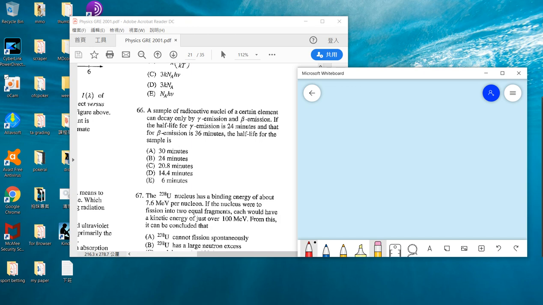Okay, and so 66. Basically, you have a sample of radioactive nuclei. You have gamma emission and beta emission, and you know the half-lives, and for gamma and beta it is asking about the total half-life. So you know the half-life of the gamma, then this is the equation you have, right? This is the differential equation, and this half means half-life, and 24 is here. So you also have this.